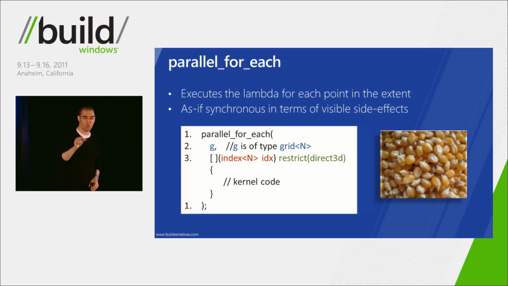Because when you know the extent that you're passing there to parallel for each, you know exactly what indices are going to call your code, what I've named the kernel code. So it's a generator of indices. It's a generator of threads with those indices that's going to execute your code. And then the other argument is the lambda.